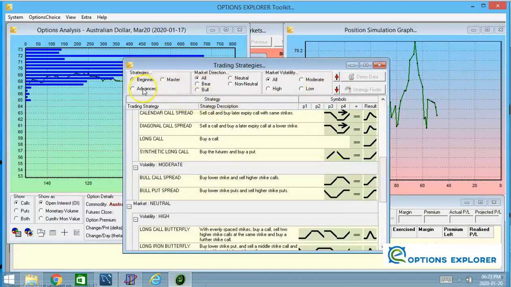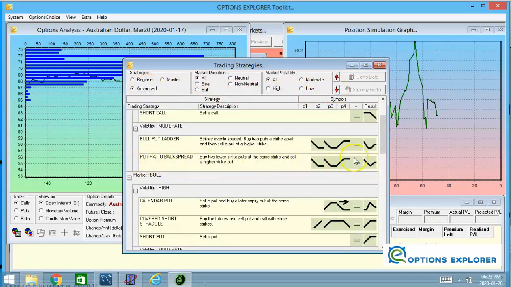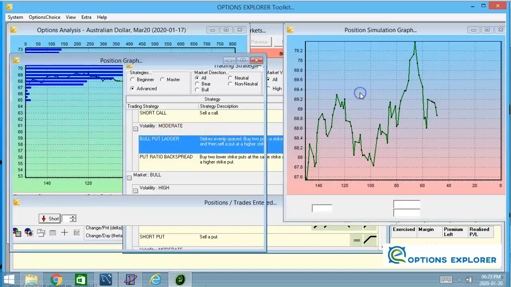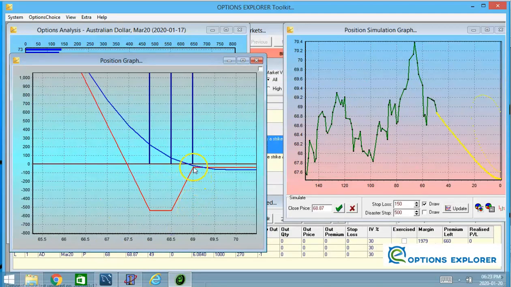I'm looking through my strategies. Let's go to advanced strategies. Here's a nice strategy. The put ratio back spread, maybe its brother, the bull put ladder. That's quite a nice strategy. It gives me limited loss if the market goes up, unlimited profit if the market goes down. So let's take that strategy and implement it on this market. Okay, this is a resulting trade. You can see if the market goes up, we cannot lose really more than about $50. If the market goes down, we've got unlimited profit potential here. It's a really nice trade, looks like that.